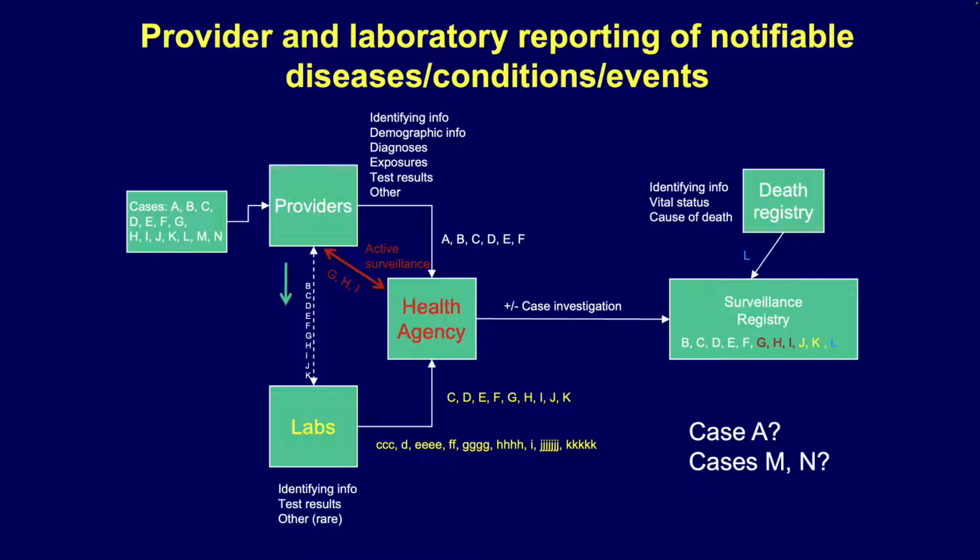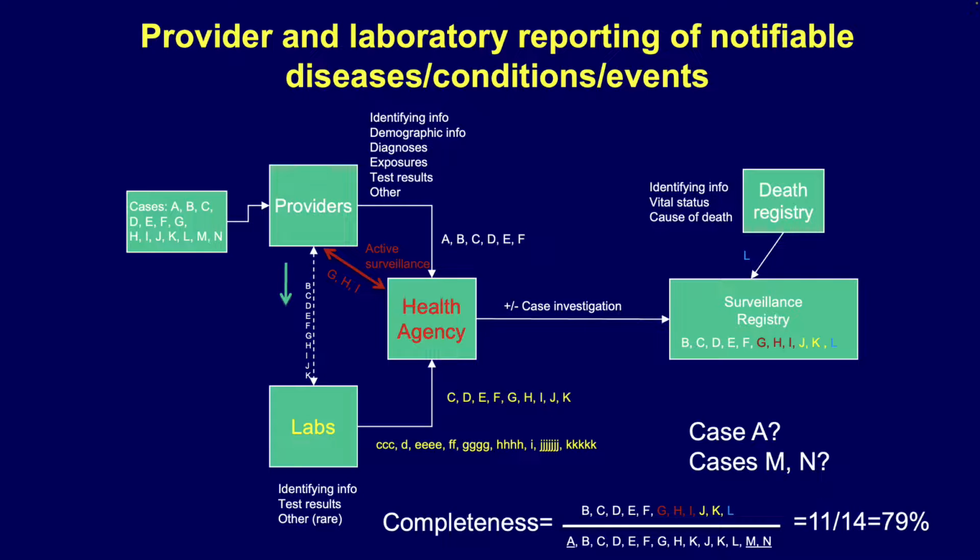Ultimately, cases A, M, and N were not reflected in the surveillance system, likely because of data errors and incomplete reporting and imperfect active surveillance. These cases represent 3 of the 14 cases that should have been captured, meaning that the surveillance system captured 11 of the 14 cases that occurred and should have been reported to surveillance, for a completeness of 79%.